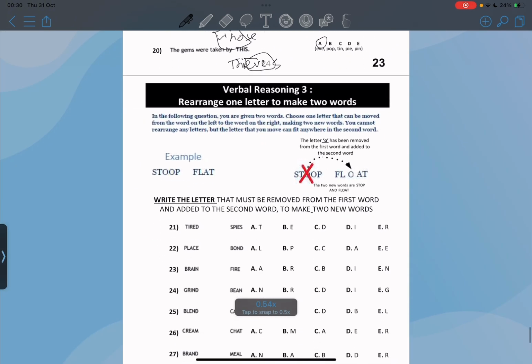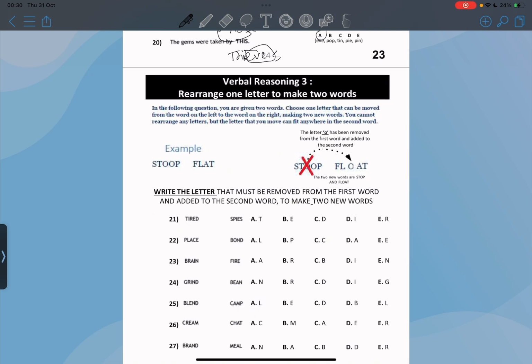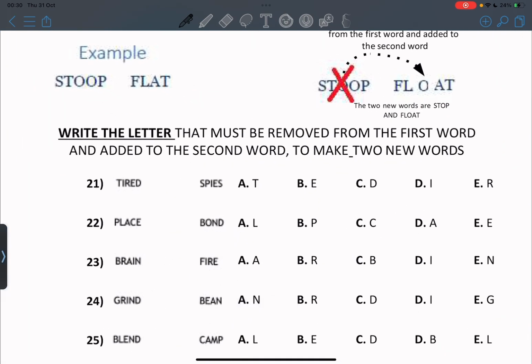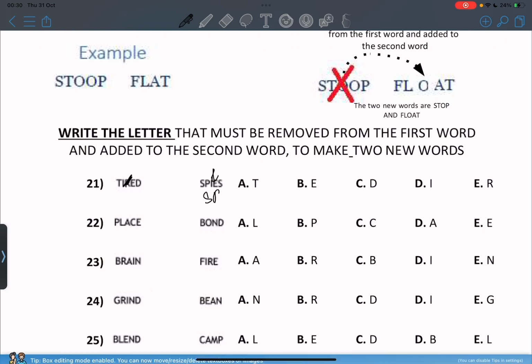Okay, final section now, verbal reasoning 3. Rearrange one letter to make 2 words, so that means we have to basically remove one letter from here and put it into here, and we should get 2 new words. So if we look at question 21, if we remove the I, we get tide, and if we put it into right here, we'll get the word spires.